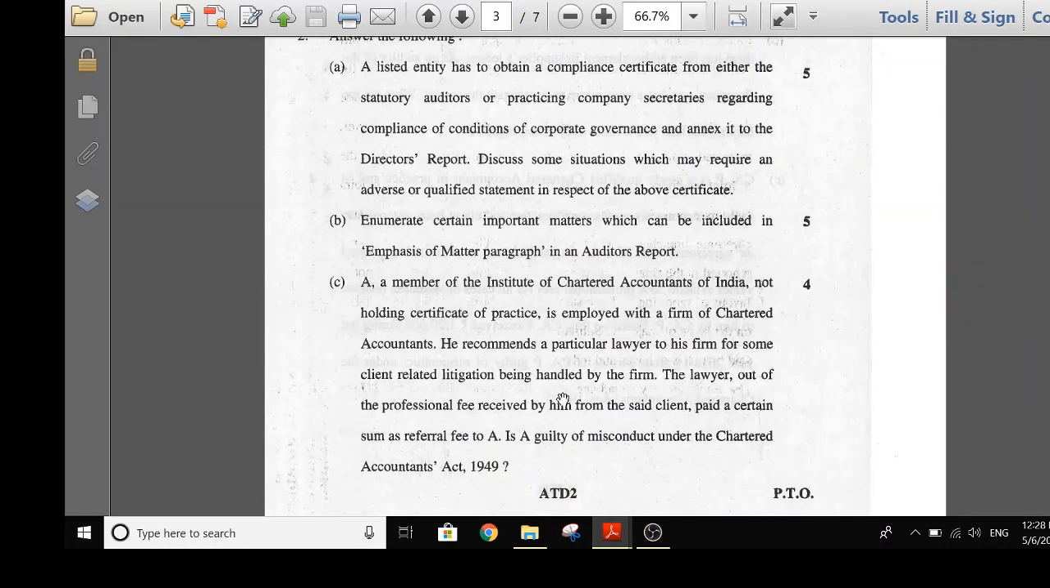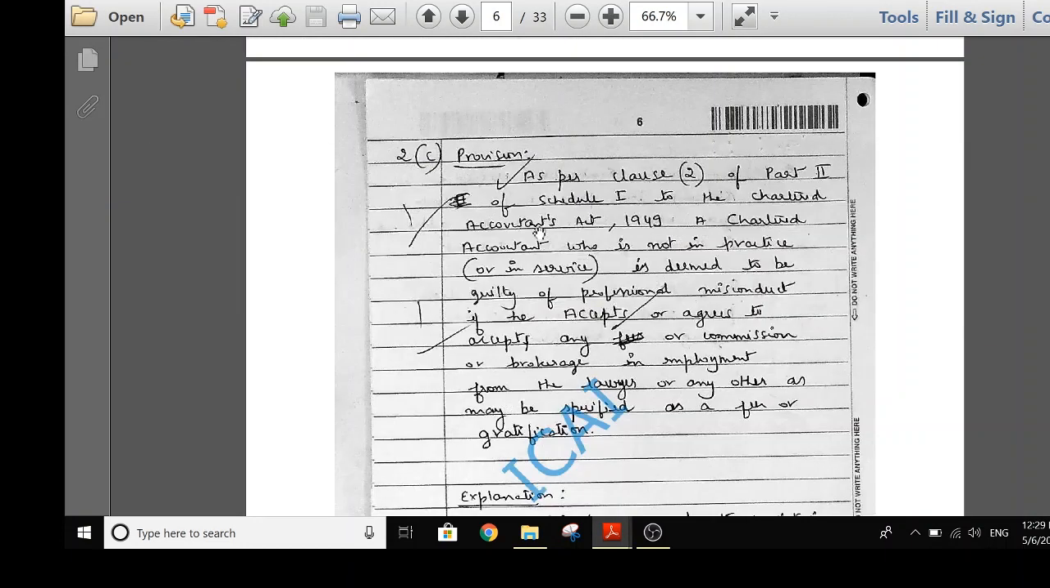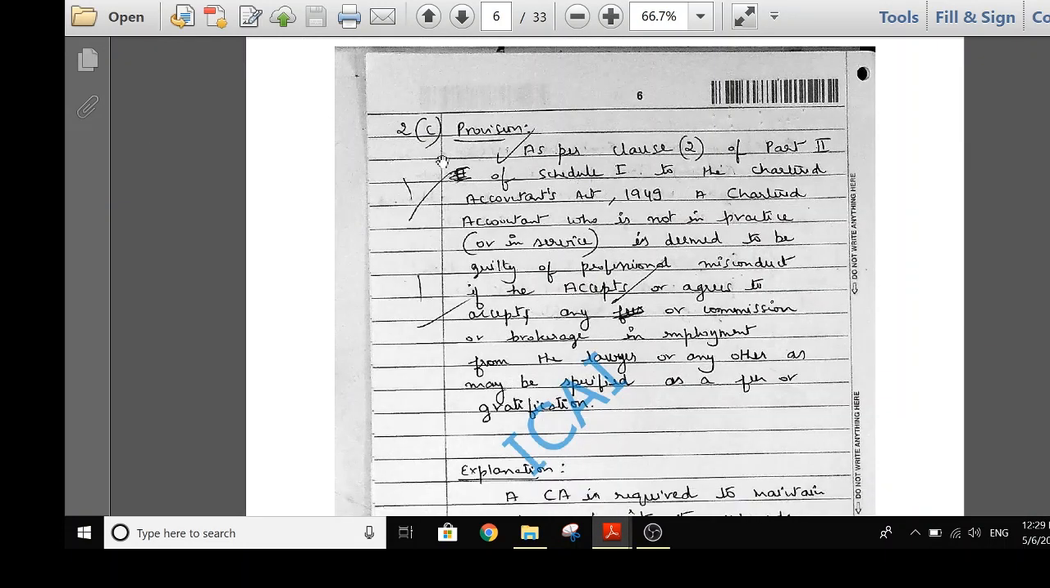The third question was about professional ethics. So in professional ethics, you need to be very careful, because this is the only topic where you can get full 4 marks. They asked about a lawyer taking a professional fee from the client. So I started with the provision as per Clause 2 of Part 2 of the First Schedule of the Chartered Accountants Act. So and so is deemed to be guilty of professional misconduct if he accepts or agrees to accept commission, brokerage, or employment from the lawyer.